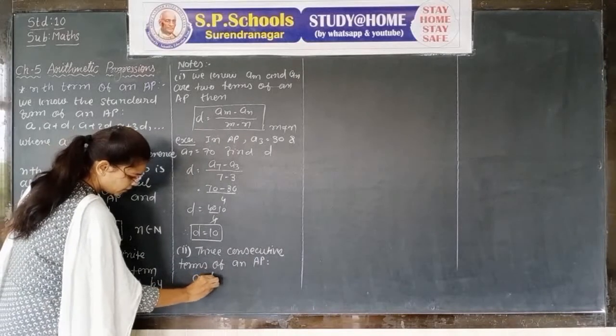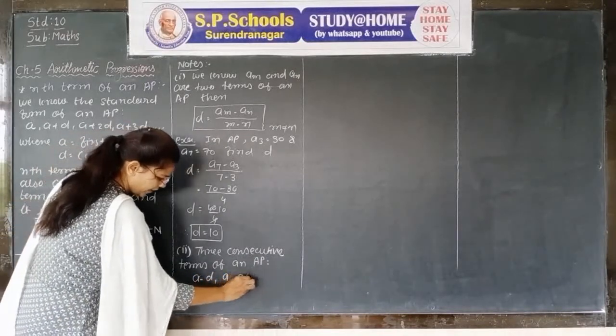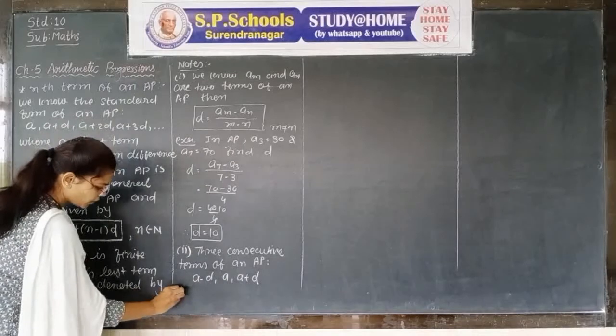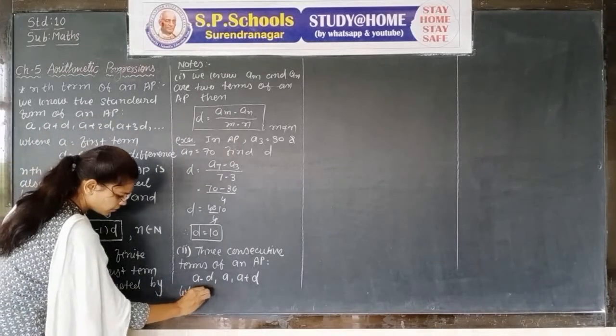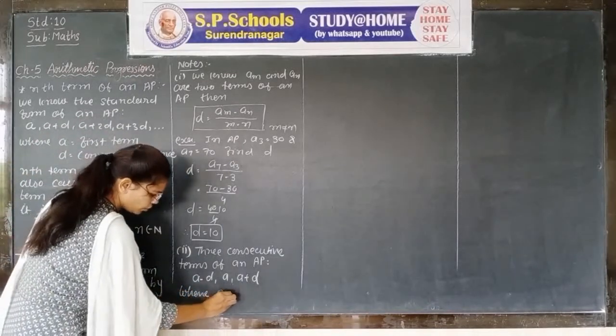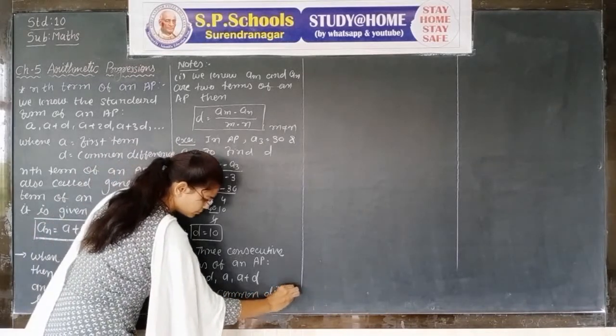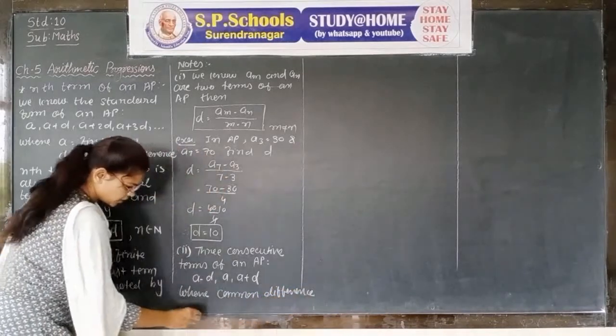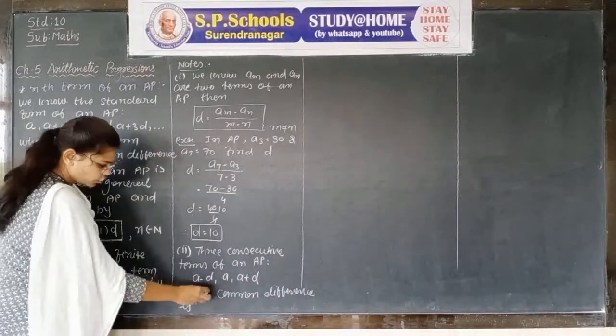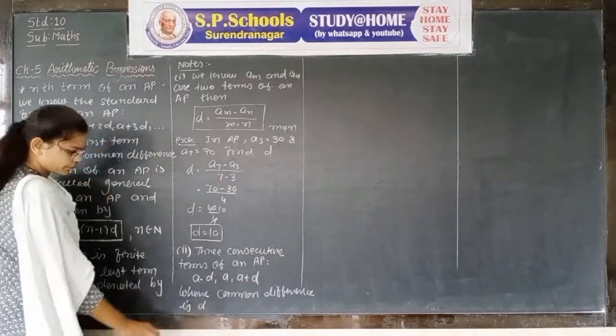A minus D, A plus D, where the common difference is, here the common difference is D.